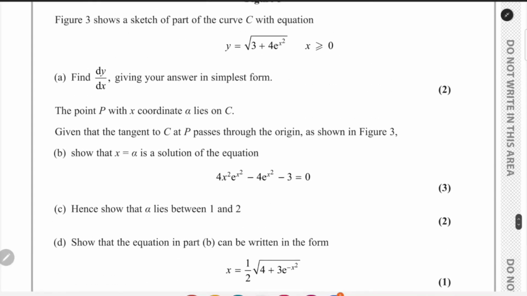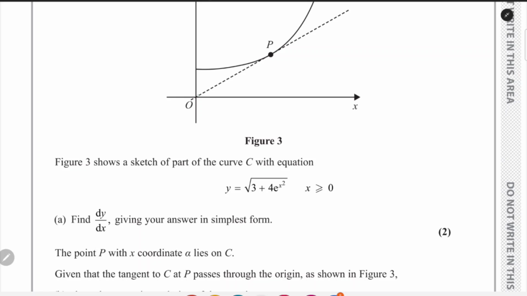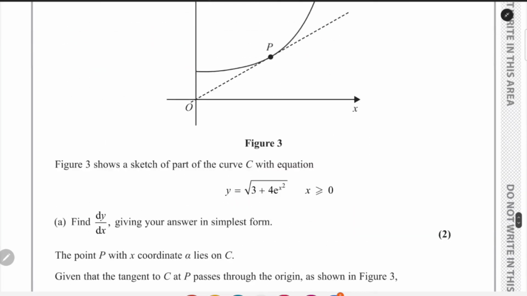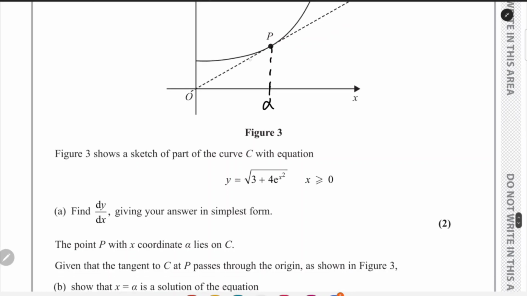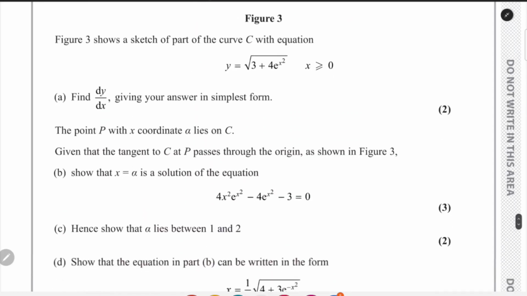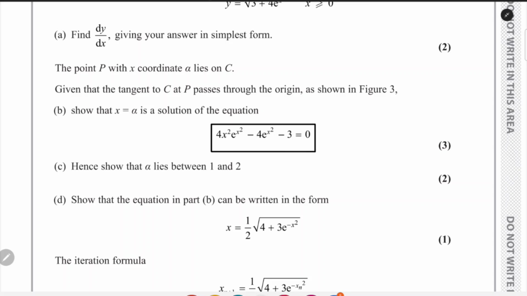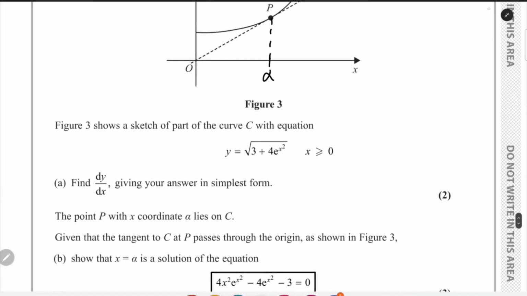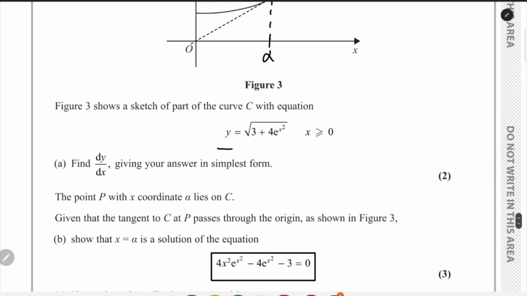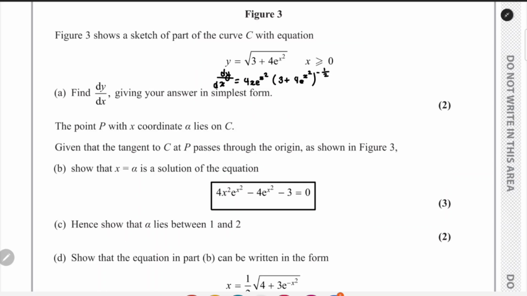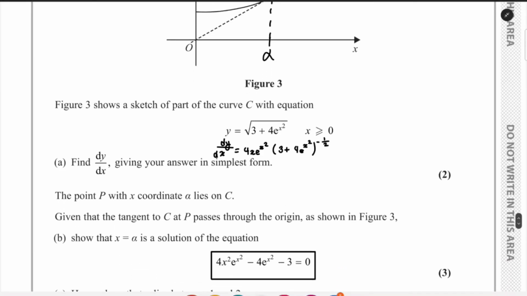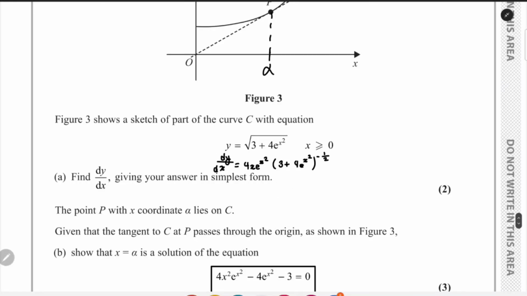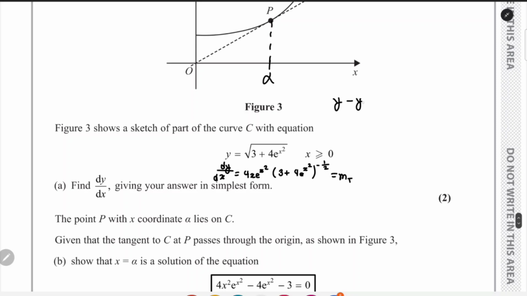Now for part B, we are told that for the point P, the tangent to the curve passes through the origin. So the x coordinate of this value is alpha, and the tangent to the curve at alpha passes through the origin. And we have to use that fact to show that alpha is a solution of this equation. We know that this is the value of alpha, and we know dy by dx as well. We know y and dy by dx. Dy by dx is this expression over here. We can put the value alpha over there and find the value of y and dy by dx. The value of dy by dx is the gradient of the tangent. Now we can use the fact that y minus y1 equals gradient times x minus x1. This is the equation of the tangent.